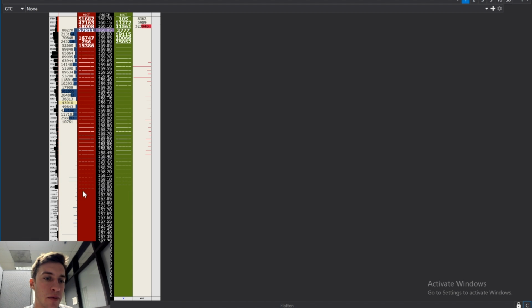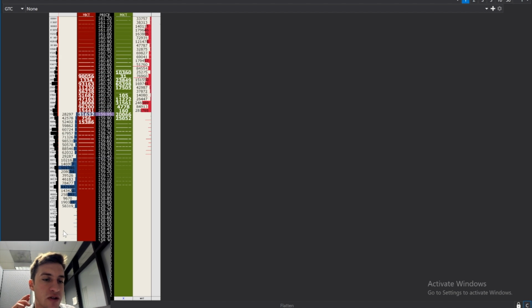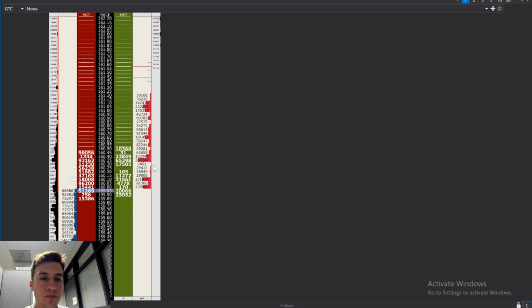Or you could wait for price to go down. You could wait for price to enter this area, then judge the reaction of the market, and then buy, or maybe not buy if you don't think that looks good enough. So that's the first strategy: using the volume profile to determine where a good amount of liquidity is located.